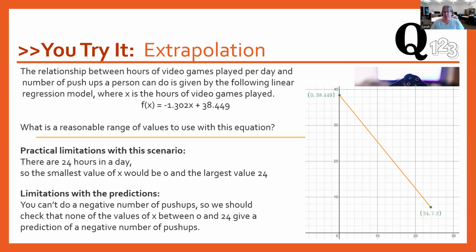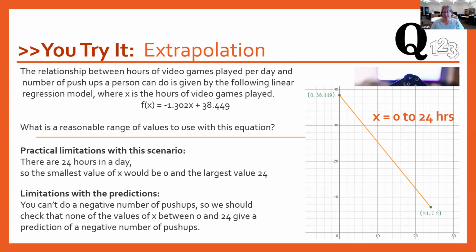So I went ahead and plotted the equation of the line for the values of x equals 0 to x equals 24. And what we can see is that the smallest number of push-ups predicted by that is 7.2, and the greatest number of push-ups predicted by that is about 38.5. So all of those values are positive values for the number of push-ups someone could do, so that's great. This means that the range that would work here would be 0 to 24.